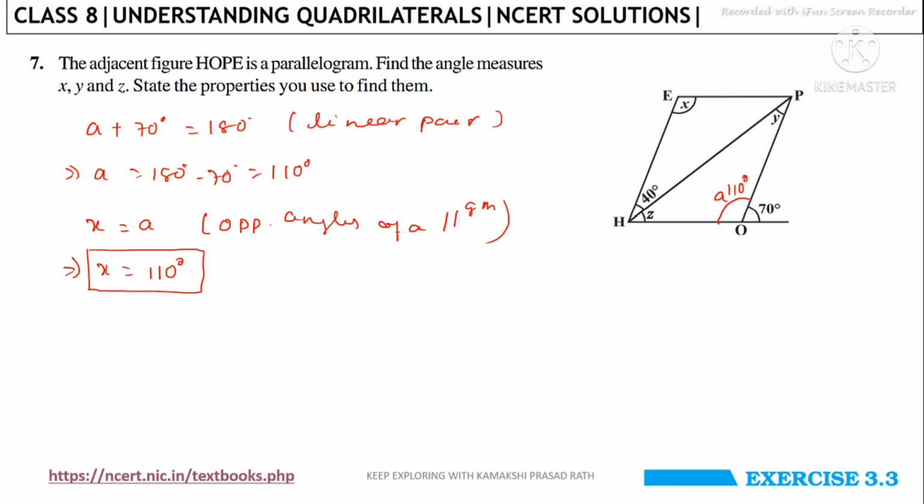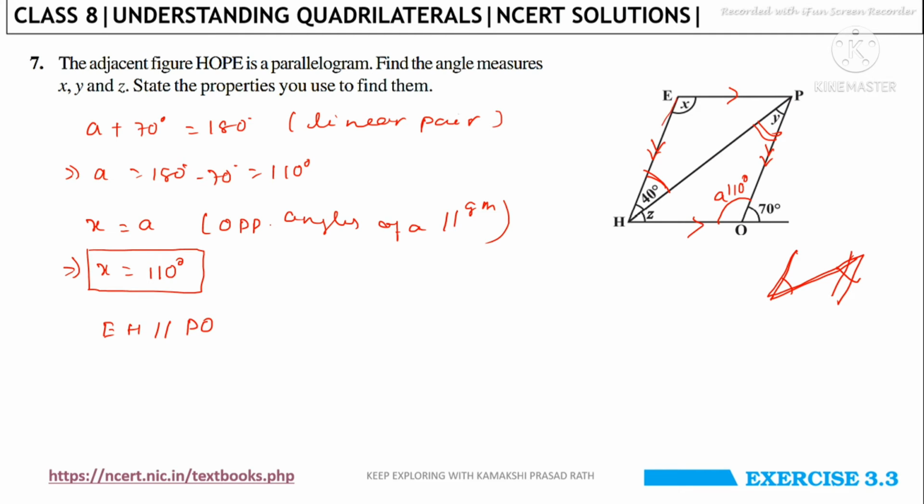Next, as HOPE is a parallelogram, we know that the opposite sides will be parallel. So we can see EH is parallel to PO, and HP is the transversal. You can see here they form an N shape, or else a Z shape. So here we can see the angles, this one and this one.